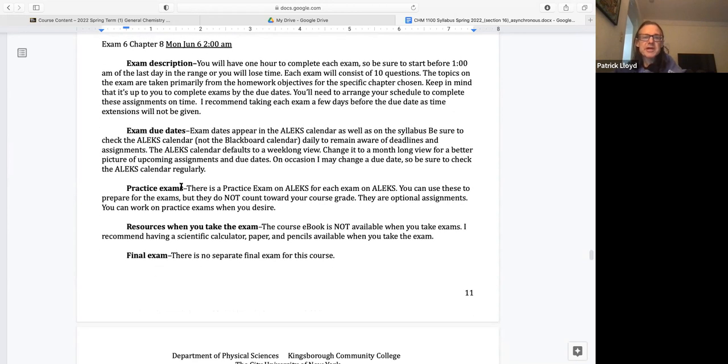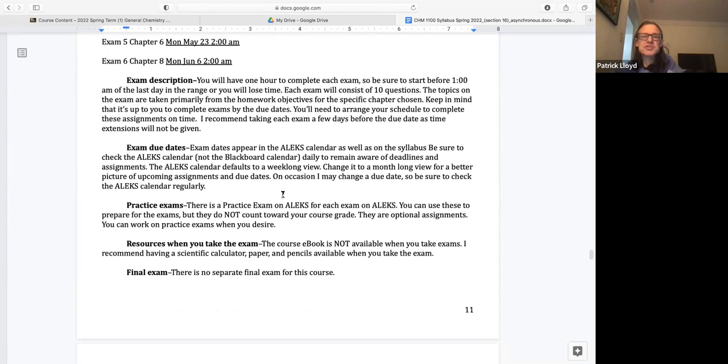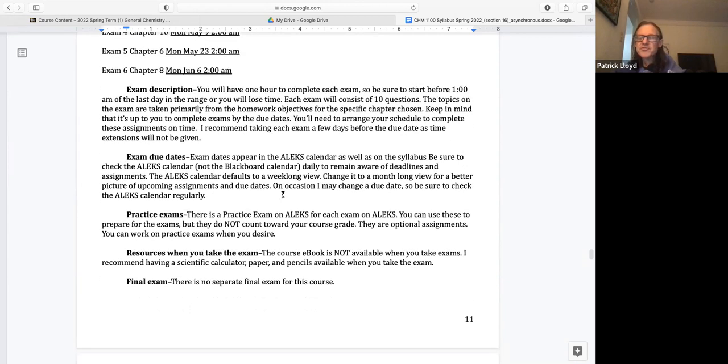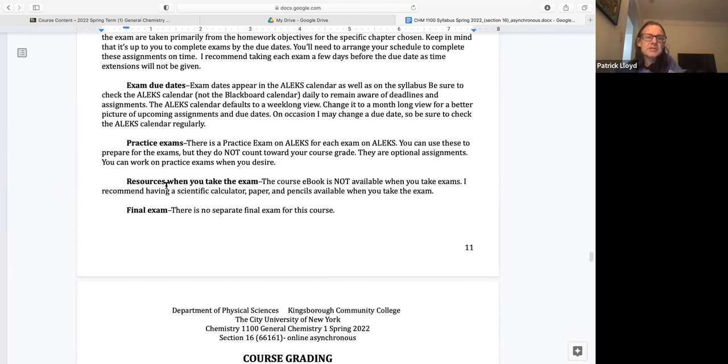There are practice exams. Each of those 6 exams has a practice exam as well. It's all under assignments. When you're in Alex, just look at assignments. The practice exams are optional. You don't have to do them. They're lengthy, longer than the regular exams, but that's just to get you ready for those regular exams. You can take them more than once. They do not count towards your grade. You don't get extra credit for doing them, and you don't get penalized if you don't do them. They're just there to give you practice. They're not mandatory.